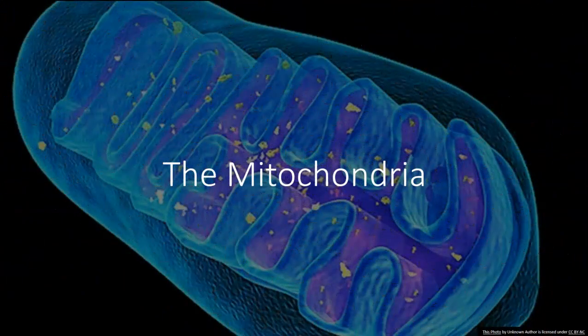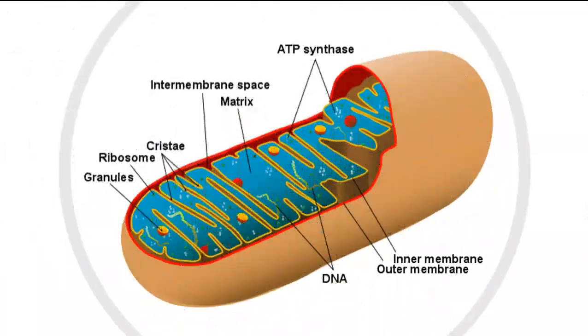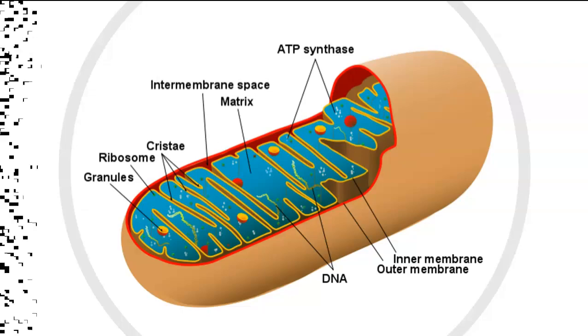Now, talking of the mitochondria, you need to be able to identify them and draw them. Here we've got a mitochondria. You can see the intermembrane space, the matrix, the cristae. You can see some ribosomes, some granules, some ATP synthase. Inner membrane, outer membrane, and some DNA in there. Remembering that our mitochondria does have its own DNA.